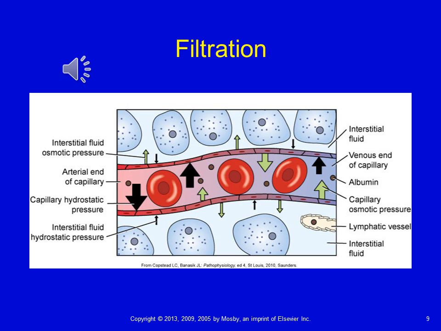At the arterial end of a normal capillary, capillary hydrostatic pressure is strongest and fluid moves from the capillary into the interstitial area, bringing nutrients to cells. At the venous end, capillary hydrostatic pressure is weaker and the colloid osmotic pressure of the blood is stronger. Thus, fluid moves into the capillary at the venous end, removing waste products from cellular metabolism. Lymph vessels remove any extra fluid and proteins that have leaked into the interstitial fluid.